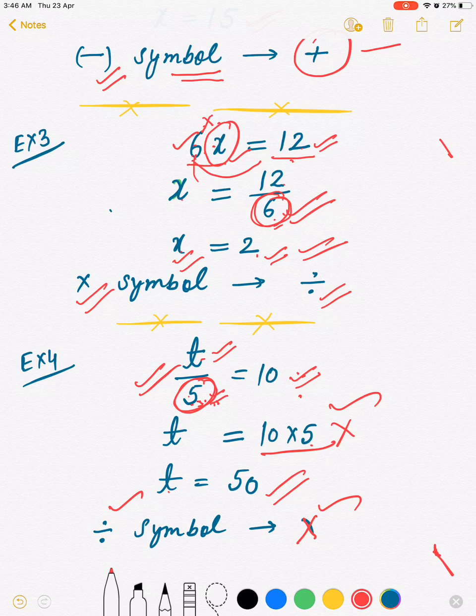I hope all these examples are clear. Now you can do this sort of question easily. Okay children.